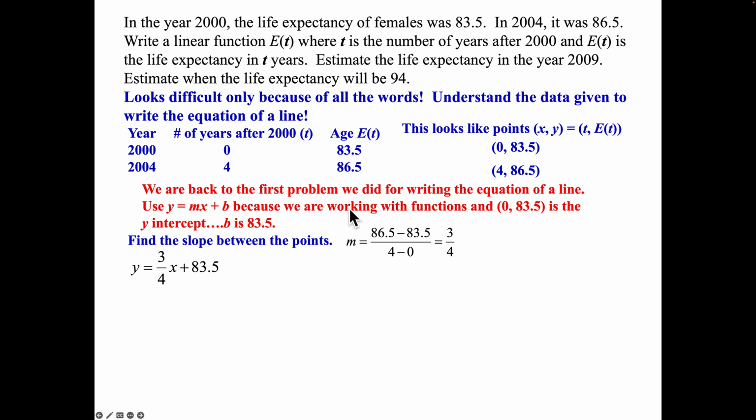However, you're going to see probably in the work e of t equals text box. So if this was e of t and you put an x here, they want a t. So e of t equals 3/4 t plus 83.5. This is my linear function.